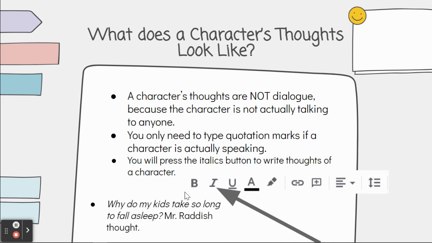Okay, so this is what it should look like. Why do my kids take so long to fall asleep? Mr. Radish thought. That is how you would do a thought. It should be in italics, not the speaker tag. Okay, everything else should be normal. Just the thought itself should be in italics.